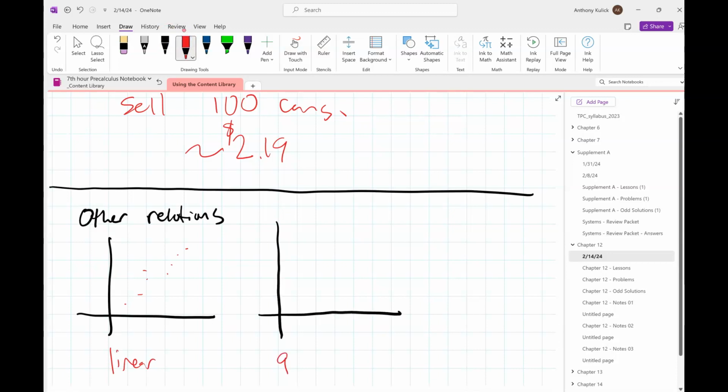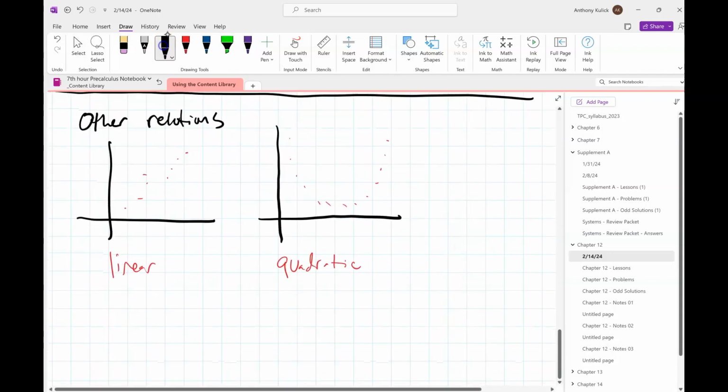You could have a quadratic relationship. What's a quadratic relationship going to look like? What's the graph of a quadratic look like? You should remember this from last year. You guys, I swear. Looks like a U. Might be upside down. It's okay.